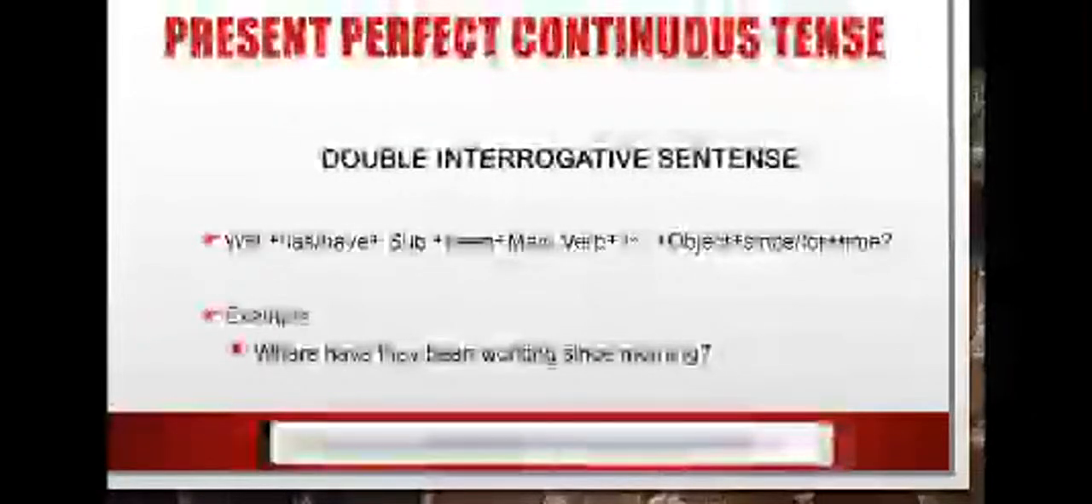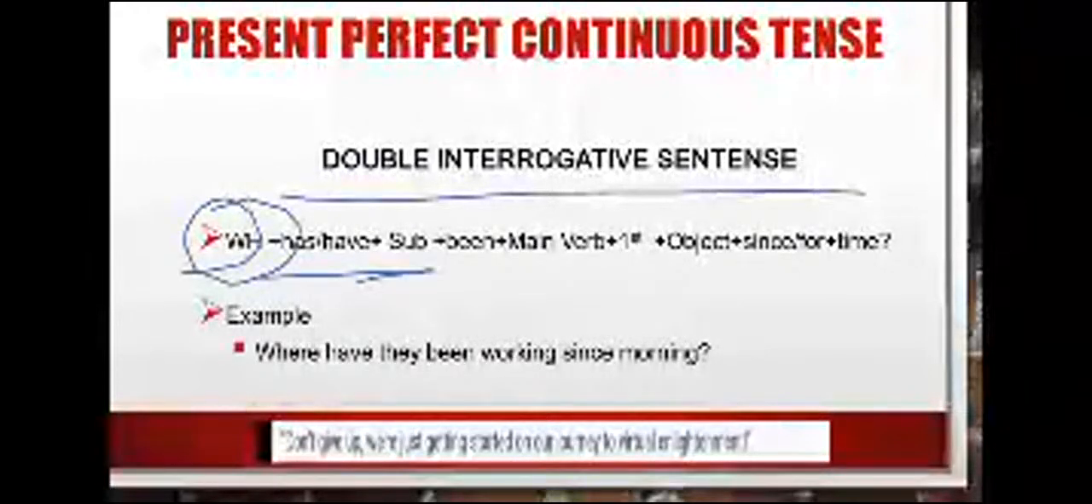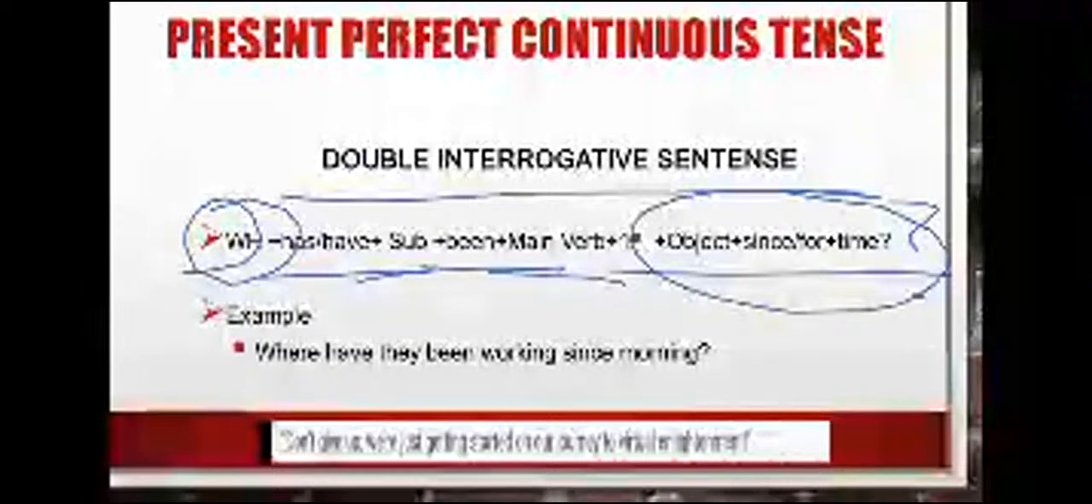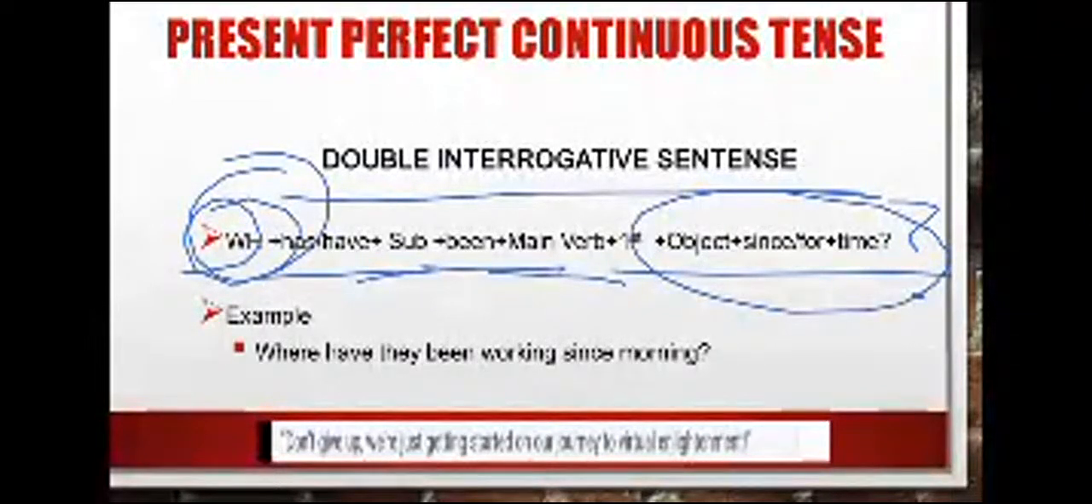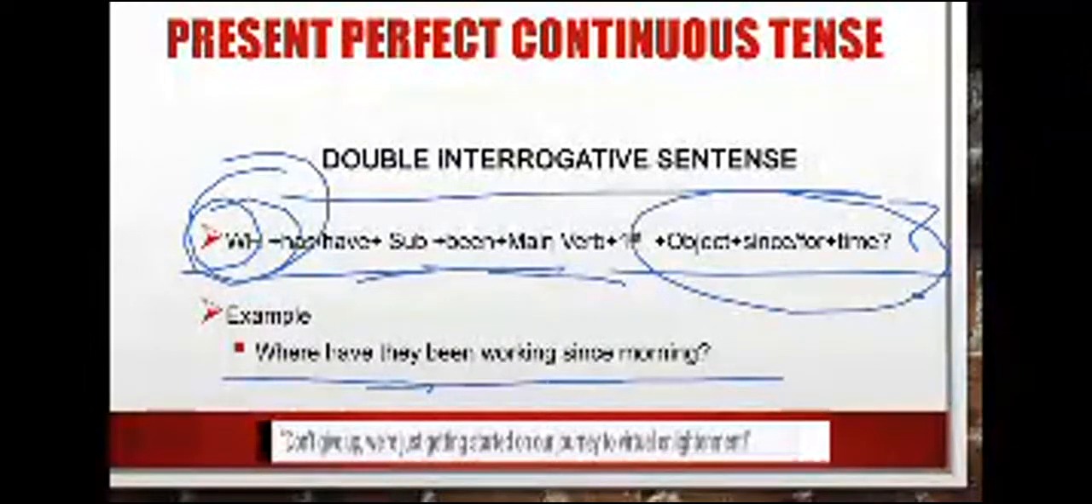Now we have the double-entry structure sentence, that is WH question and then has/have plus subject plus been plus main verb plus object, since and for and all the time, and the question mark, that is very important. The main thing is that we have added a WH question in this type of sentence as well. Where have they been working since morning? Why have they been taking lectures on YouTube since morning?